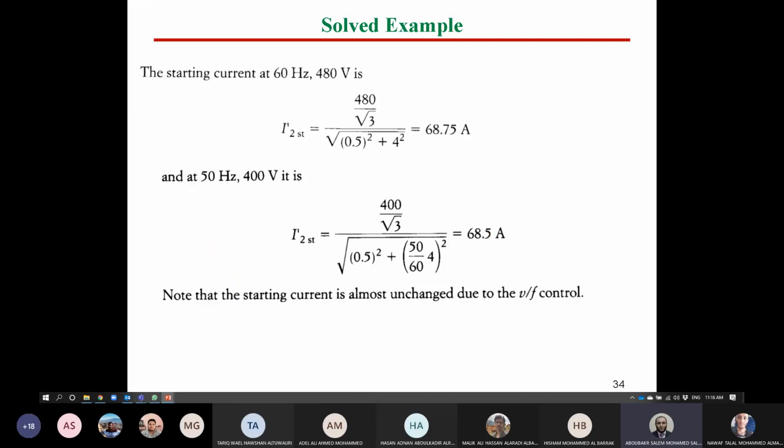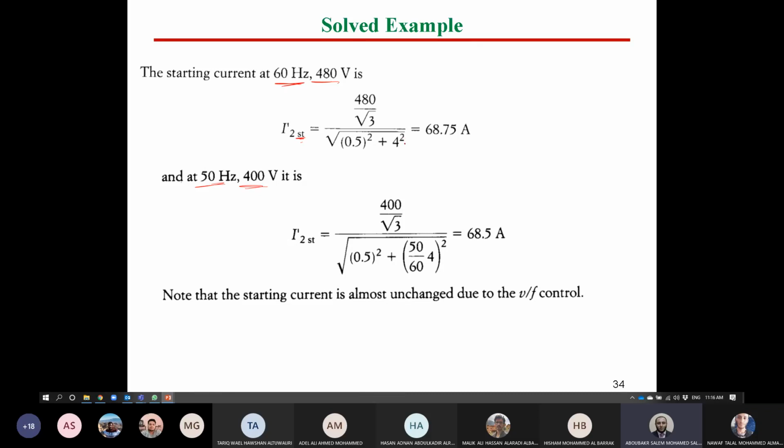So simply, we calculated the starting current at 60 Hertz, 480 volt, and also at 50 Hertz, 400 volt. V phase is V line over square root of 3, divided by the square root of the real part squared, which is R1 plus R2 prime (here S equals unity because this is at starting), plus X equivalent squared, which is 4 ohms squared. This is at rated voltage and frequency.